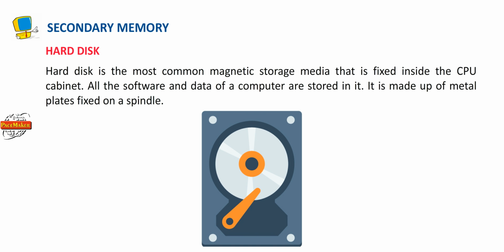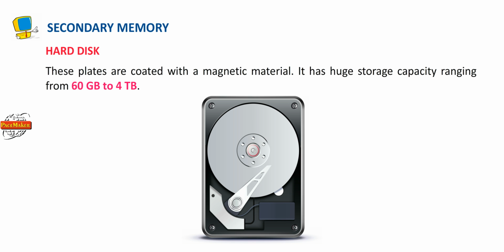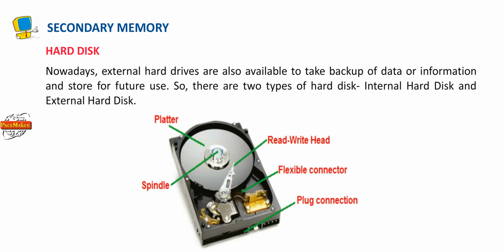Hard disk. Hard disk is the most common magnetic storage media that is fixed inside the CPU cabinet. All the software and data of a computer are stored in it. It is made up of metal plates fixed on a spindle. These plates are coated with a magnetic material and have huge storage capacity ranging from 60 GB to 4 TB.